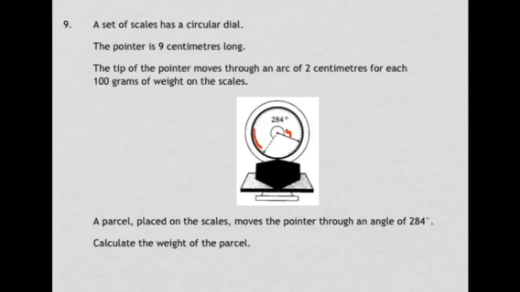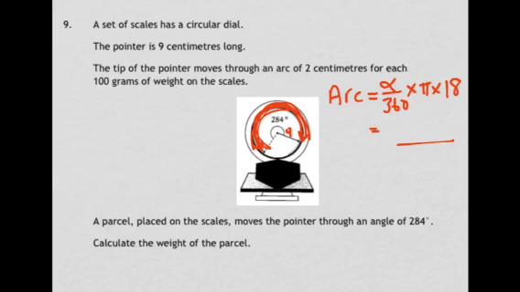So what we really need to know is how much is that distance there. In other words, how much is that arc? Now we've got a formula for the arc. It's the angle over 360 times pi times the diameter. Now if we know that it's 9 for the radius, then we know it's 18 for the diameter. Working that out gives us the length of the arc that the pointer moves through. We know from the question that every 2 centimetres is 100 grams. So dividing that number by 2 and then timesing it by 100, that'll tell you the weight of the parcel.